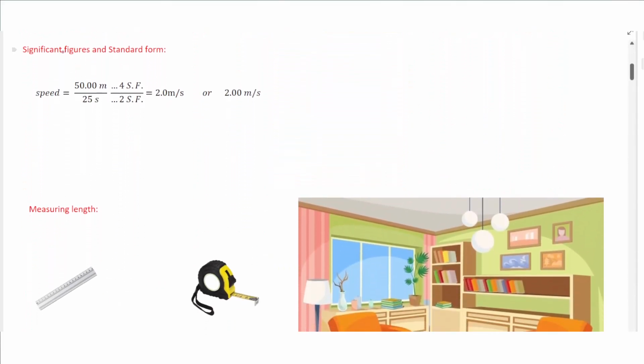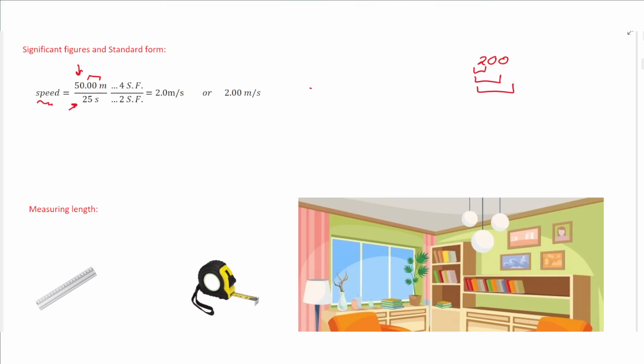Now to check how to use significant figures. For example, you have an equation which requires using two values, and each value is written to a different number of significant figures. For example, 50.00 has 4 significant figures. Any zero on the right after the decimal point, you have to consider a significant figure. But if it's before the decimal point, for example, 200 can be considered 1 significant, 2 significant, or 3 significant.